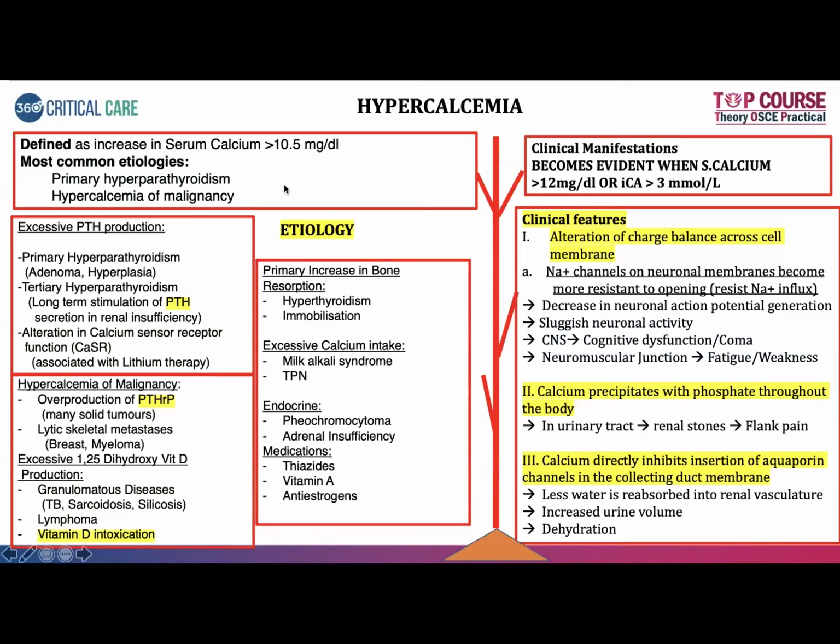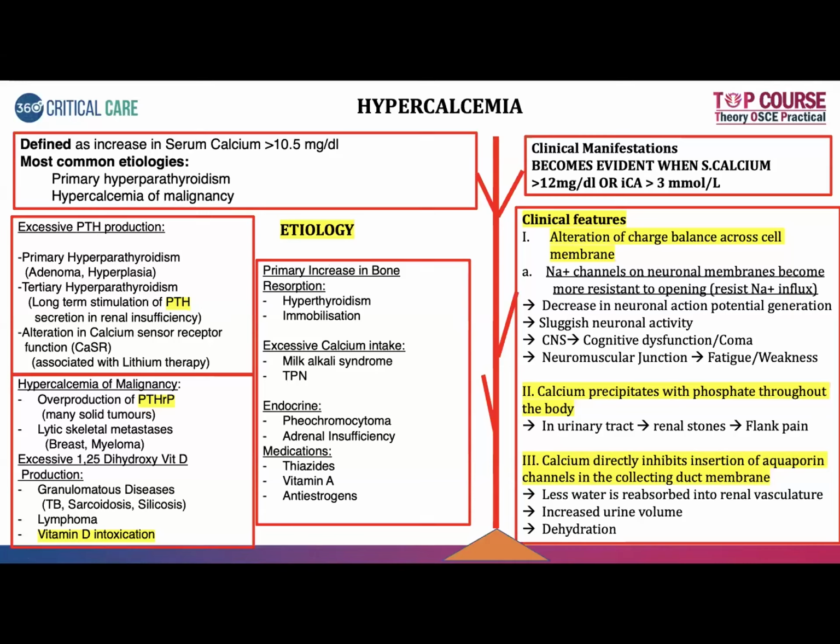Okay, the most common etiologies are primary hyperparathyroidism or hypercalcemia of malignancy. So these are the various causes. Primarily think about the parathormone increase. Parathormone production can be high. So when does that happen? It can happen in primary hyperparathyroidism due to an adenoma or hyperplasia of the gland.